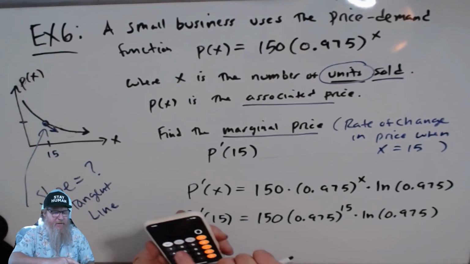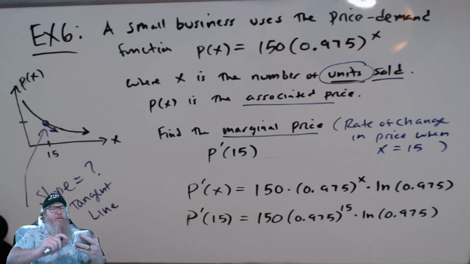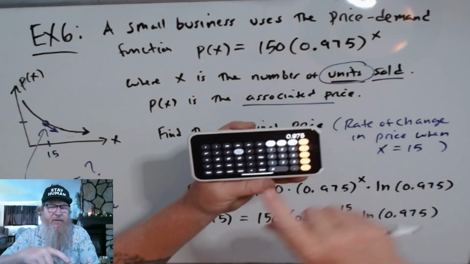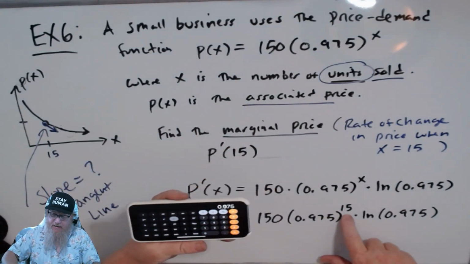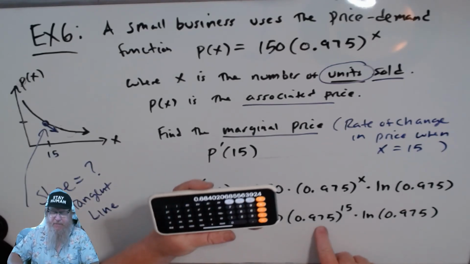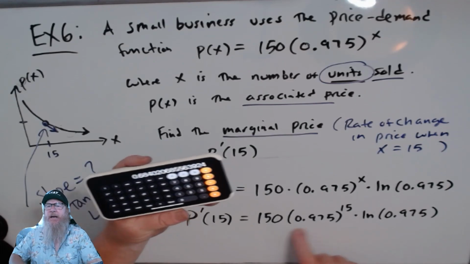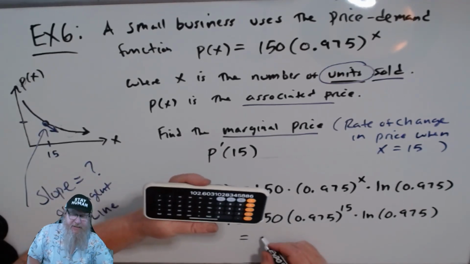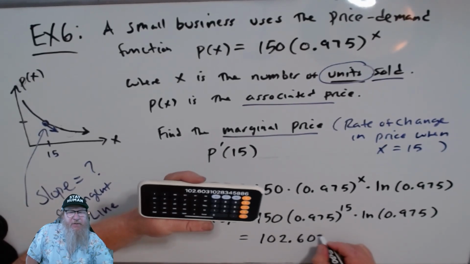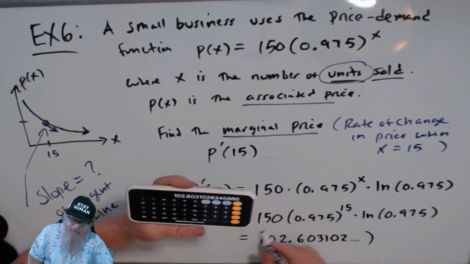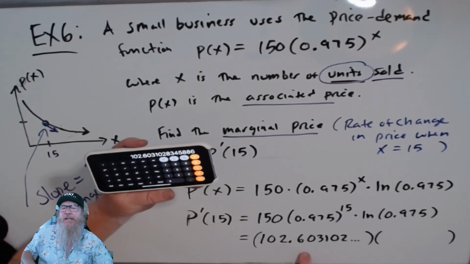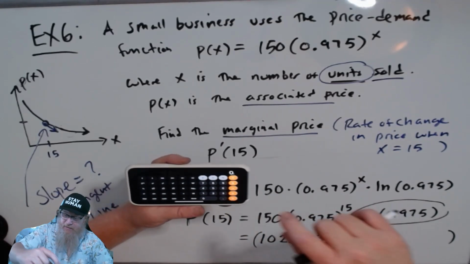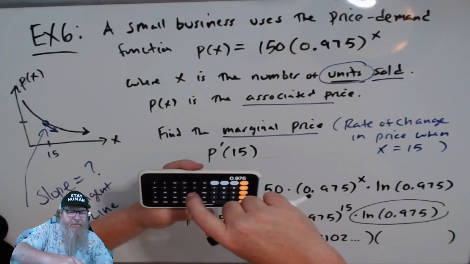Definitely going to need a calculator for a lot of these. So I've got 0.975. I'm going to use my y to the x button here. I'm going to raise it to the 15th power. All right, that gives me this. Then I'm going to multiply it by 150. Now I'm going to write this down just in case I lose it. 102.603102, blah, blah, blah. That's probably enough. All right, that's just in case I lose it. I might not need it. Now I'm going to do my ln. So I'm going to go 0.975 ln.